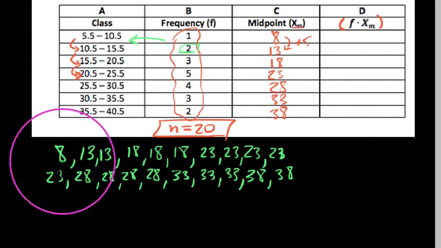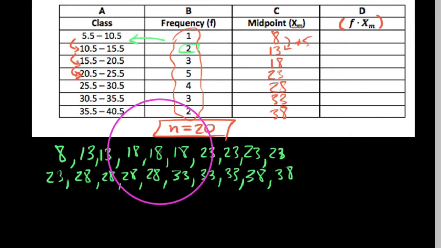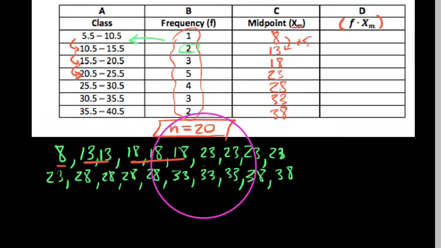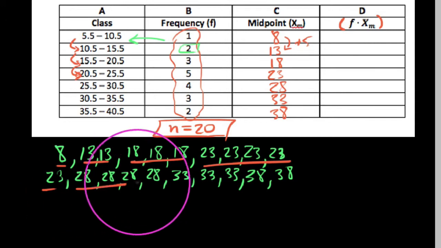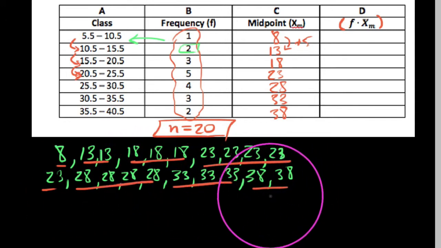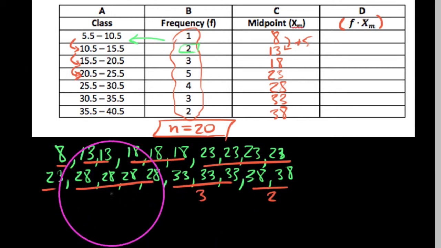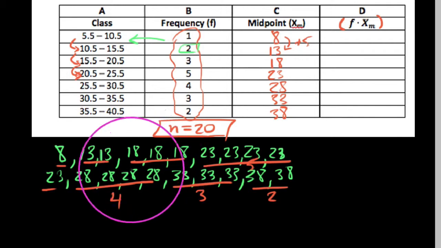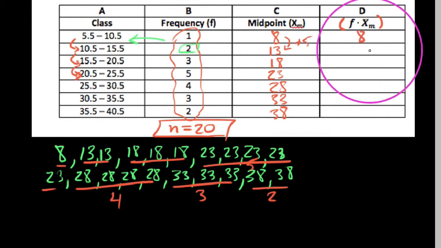If I wanted to add up all this data that I've written out here, which would be construed as the raw data, we could say we had 1 8, 2 13s, 3 18s, 5 23s, 4 28s, 3 33s, and 2 38s. An easy way to do this would actually be to just take the number of each of these class midpoints and multiply them out and then add that stuff up. So in other words, when I say frequency times class midpoint, we're saying we had 1 8. So 1 times 8, we had 8 there.